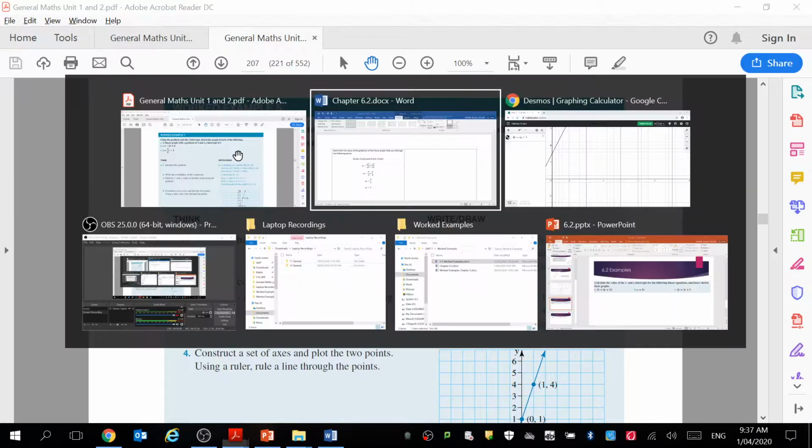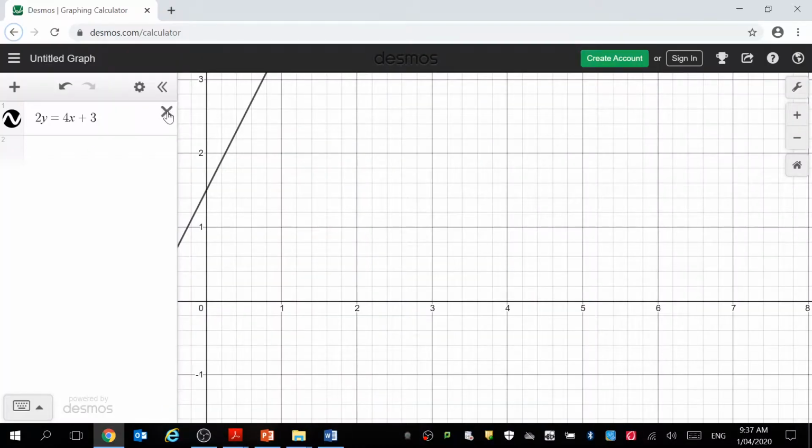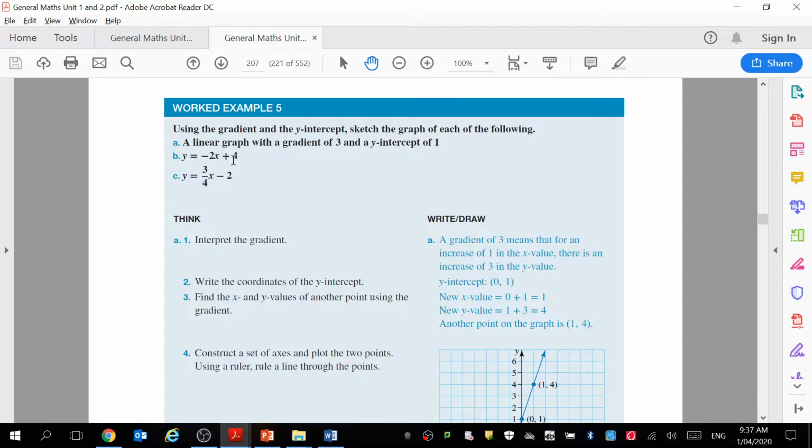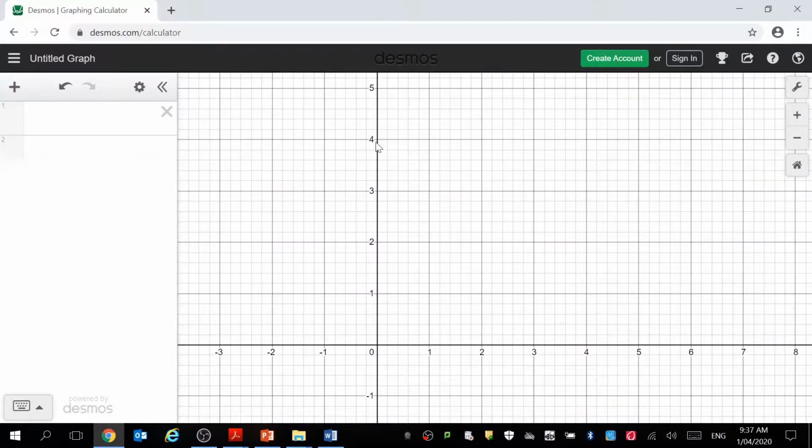All right, so the way you would go about doing that, if you had your blank grid paper like this, our starting point is positive 4. So you would start here. Our gradient is negative 2. Now, negative 2 as a fraction is negative 2 over 1. That means we go down 2 and across 1.